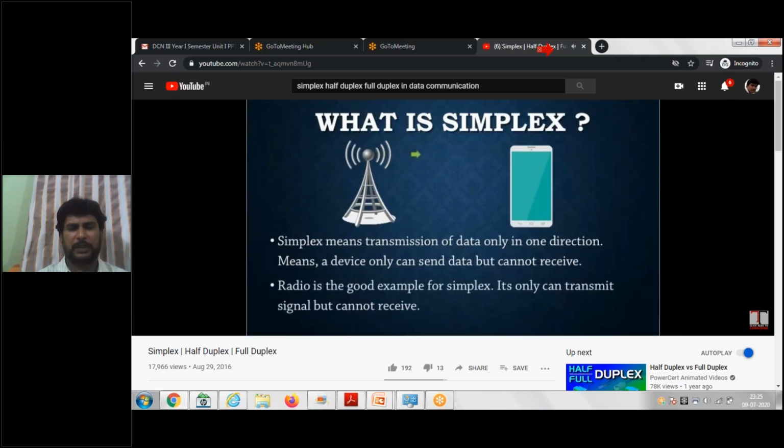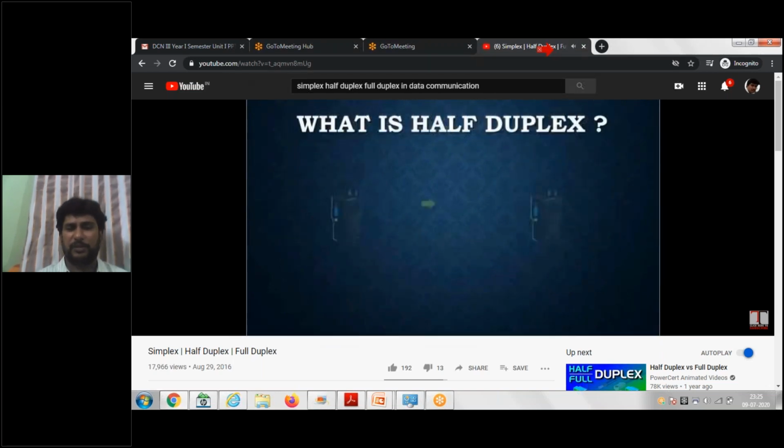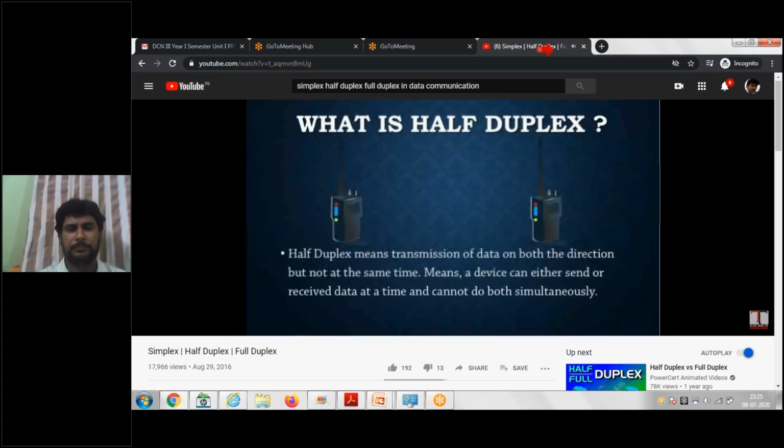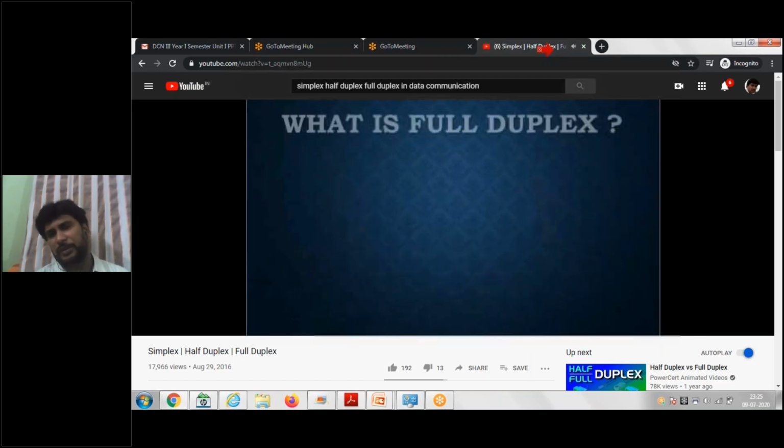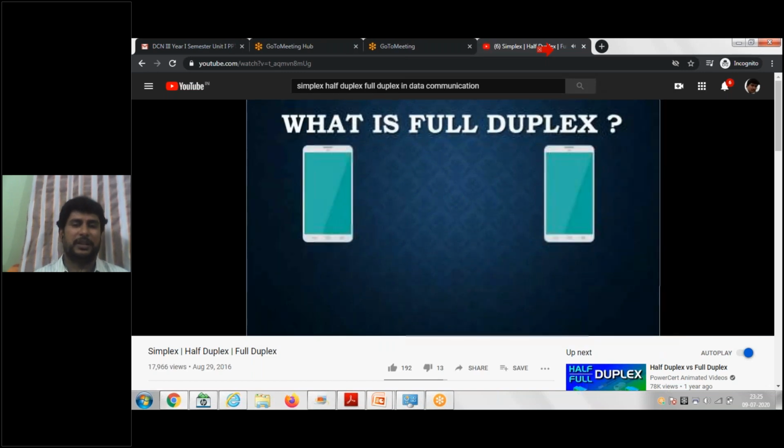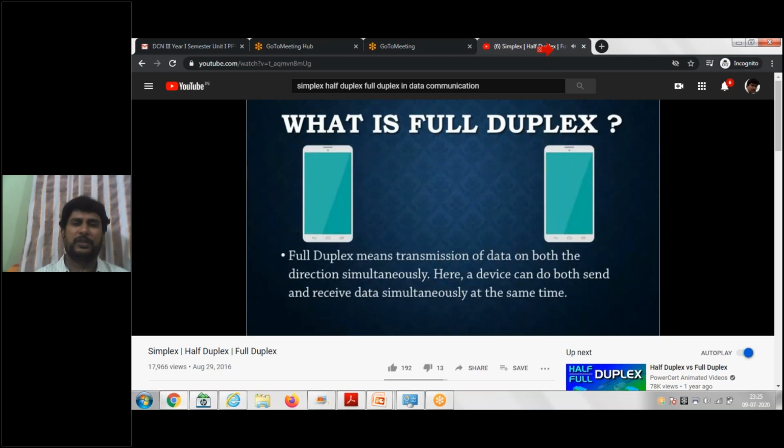Here you can find a simplex, where the data transmission is only in one direction. The example is the radio station. Then it's half duplex, which is your walkie-talkie. The communication happens in both directions, but only one at a time. If you are sending, then you cannot receive. If you are receiving, you cannot send. And the third way is your mobile communication, where you have both ways of communication happening in parallel. This is what full duplex refers to.